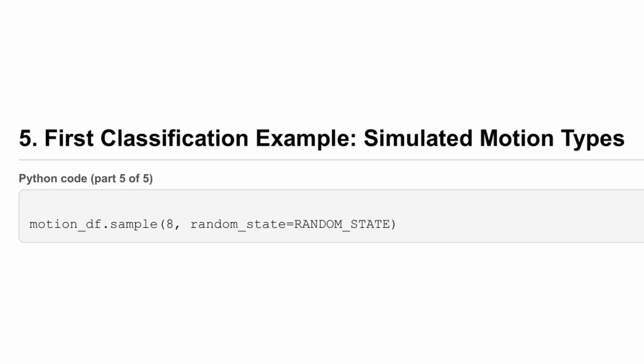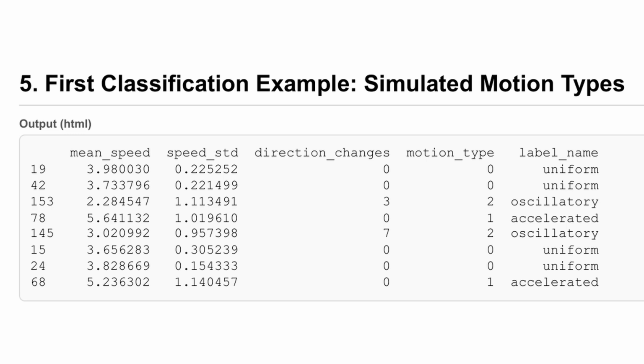To check our synthetic dataset, we sample a few rows from the data frame to ensure the features and labels are correctly aligned. The output table shows our sampled data. You can see the different features like mean speed and standard deviation alongside their corresponding motion type and descriptive label.